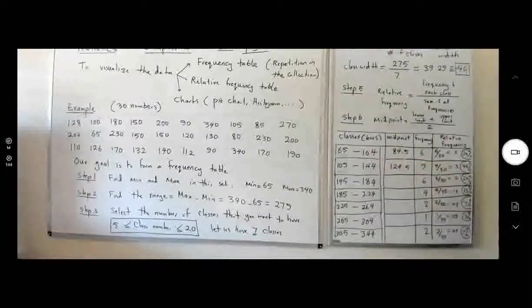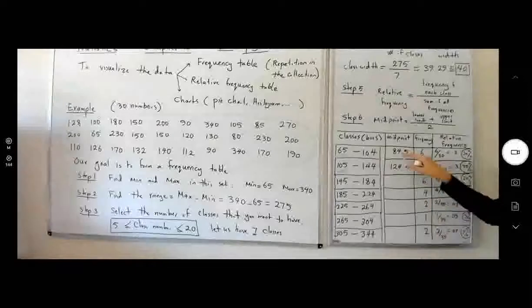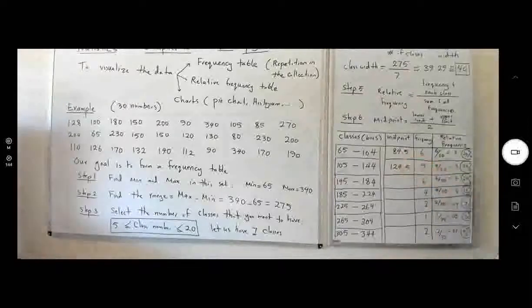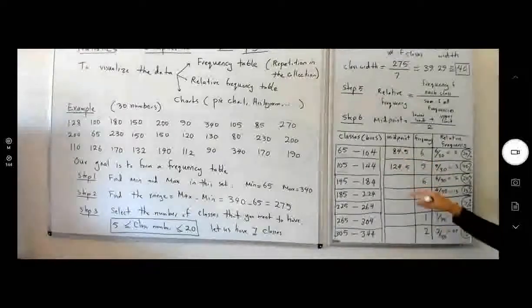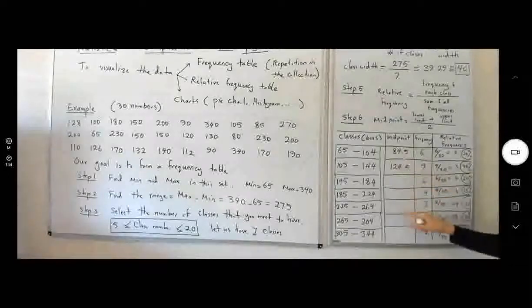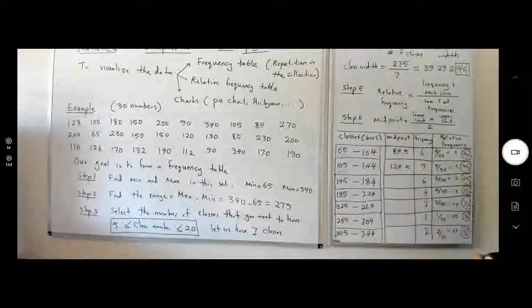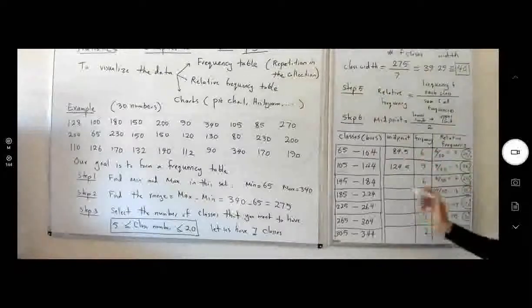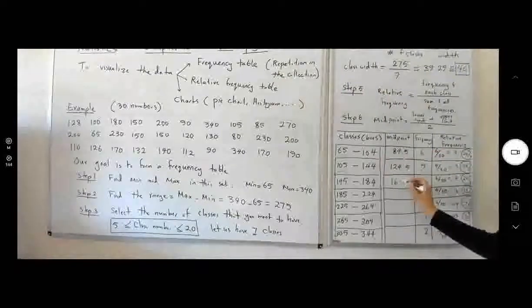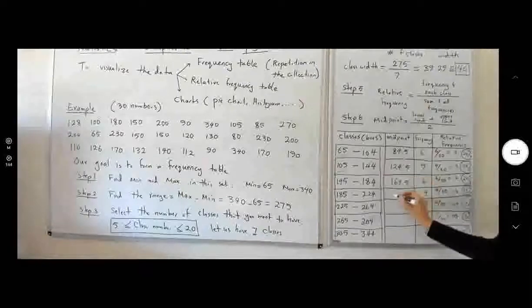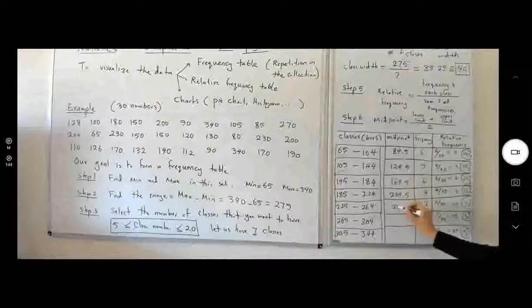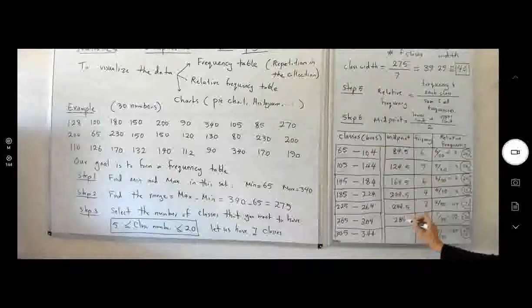So the midpoint for the second class is 124.5. As you can see, the difference between these two numbers is 40. So to find the rest of the midpoints, we can just add 40 and continue. It's going to be 164.5, 204.5, 244.5, 284.5, and 324.5.